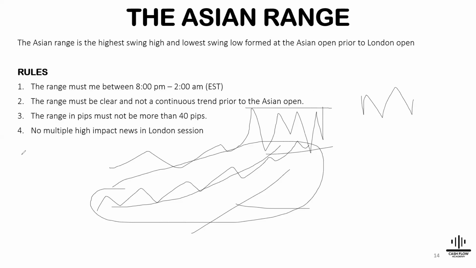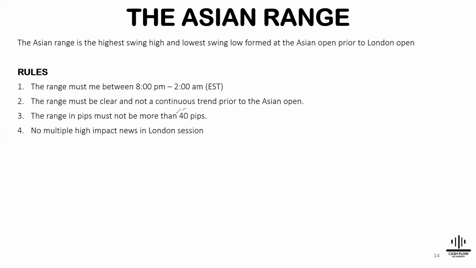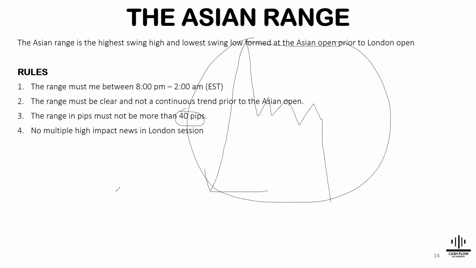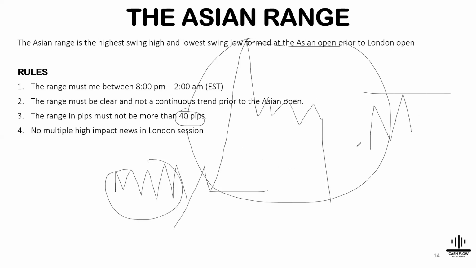Then number three, the range in pips must not be above 40 pips. It shouldn't be more than 40 pips. You don't want to see something like this, a huge range. Then you want to outline the Asian range high and the Asian range low. You want to see a tiny consolidation like this. It doesn't have to consolidate too much, but you want to see a range. Very simple to find a range.